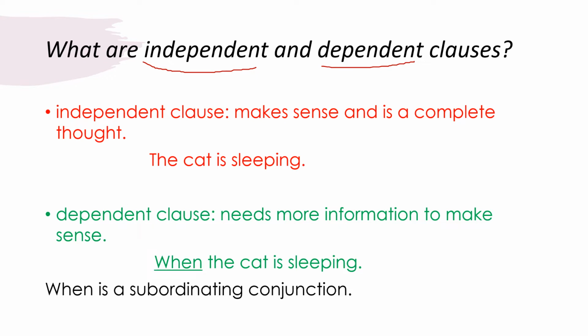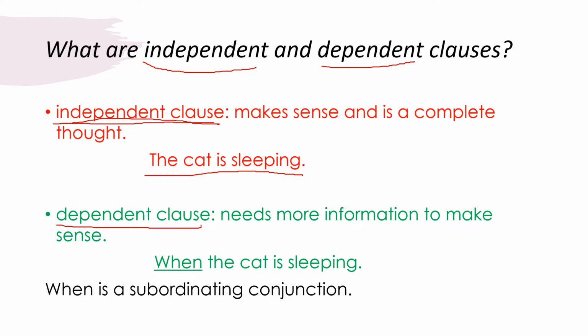Let's start with the independent clause. It makes sense and is a complete thought. For example, when I say the sentence, the cat is sleeping, I can understand the sentence very well. It makes a complete thought. So that's why we call it independent clause. The cat is sleeping.